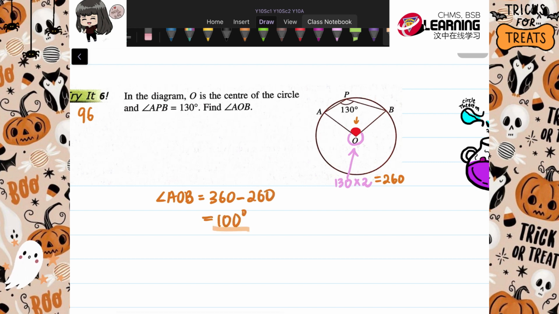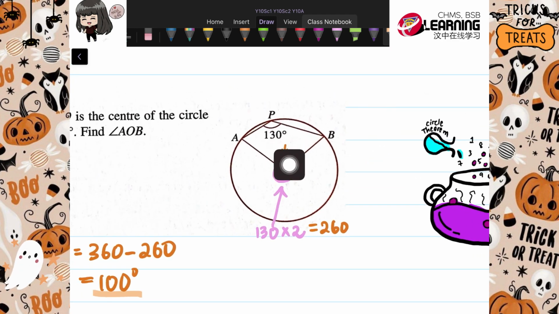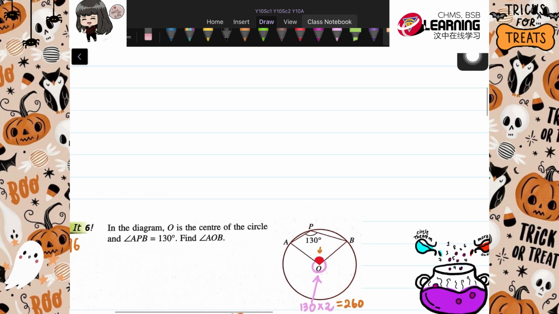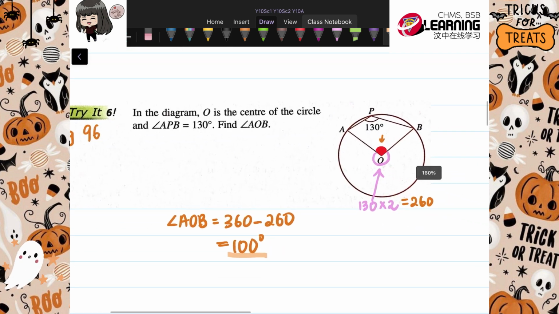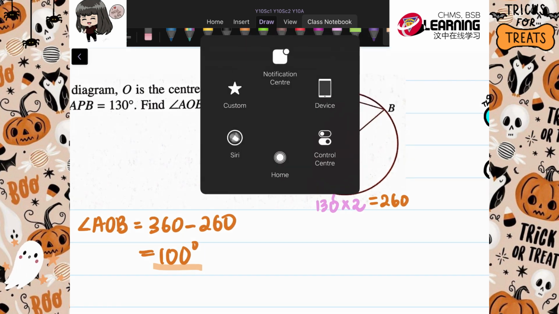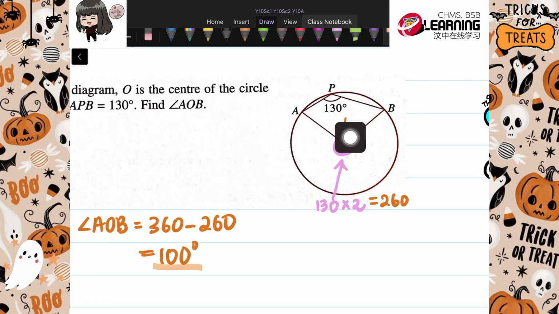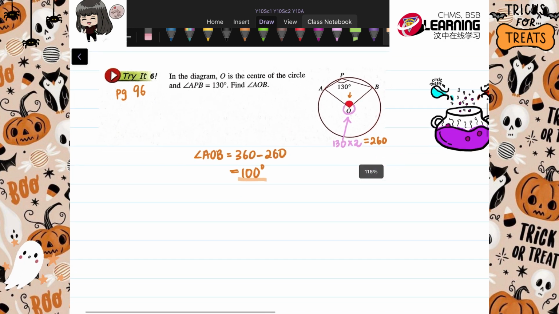That's it. Remember, this red angle, the angle in red color, is not twice 130. The one that is twice is this one. For theorem 5, from now on, as a shortcut, I will just say twice. When I say twice, you remember that it's about theorem 5, right? So this one is twice. The twice is the pink one, not the red one. After you find this pink angle, you use 360 to minus. That's all for try it 6.